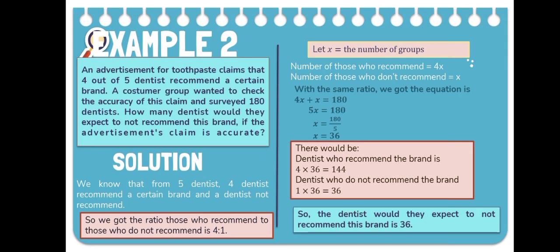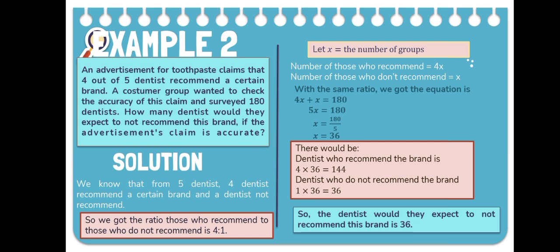Next, example number 2. An advertisement for toothpaste claims that 4 out of 5 dentists recommend a certain brand. A customer group wanted to check the accuracy of this claim and surveyed 180 dentists. The question is, how many dentists would they expect to not recommend this brand if the advertisement claim is accurate?